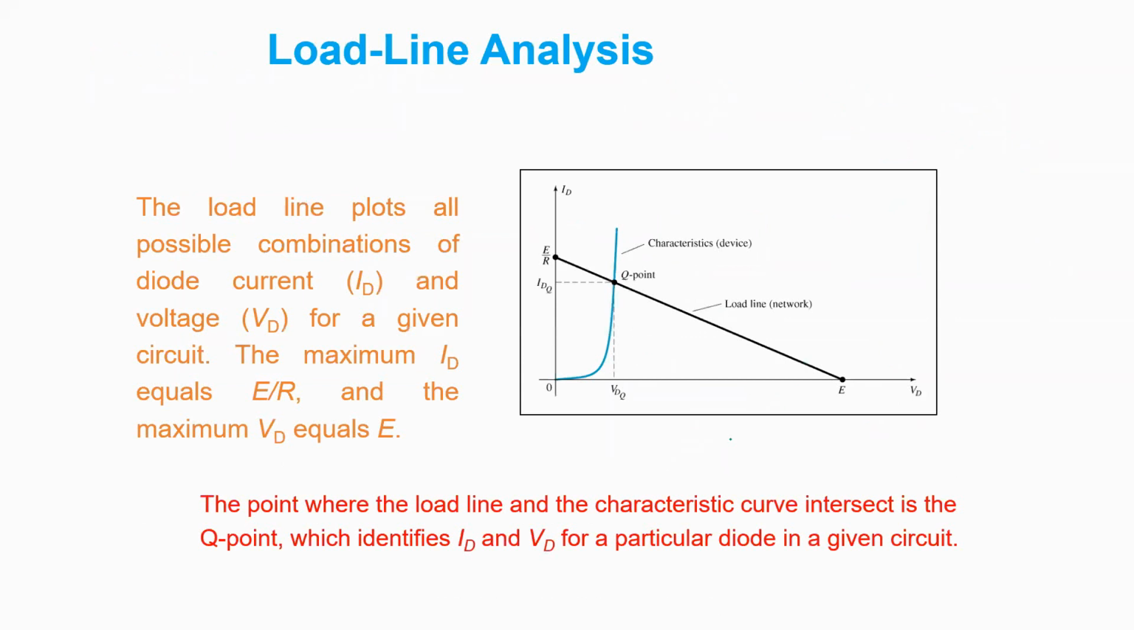So this is load line analysis. What is load line analysis? Let's discuss that. What do you mean by load? Your resistance is called load. So these are your characteristics of your diode. So we plot all the possible combinations of your diode voltage, that is voltage across diode, and current.